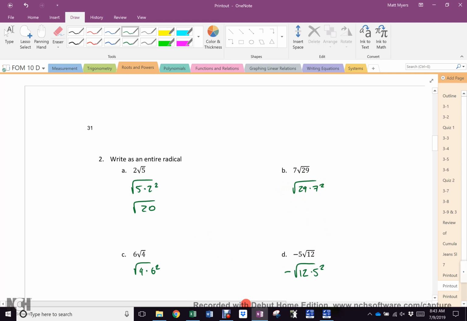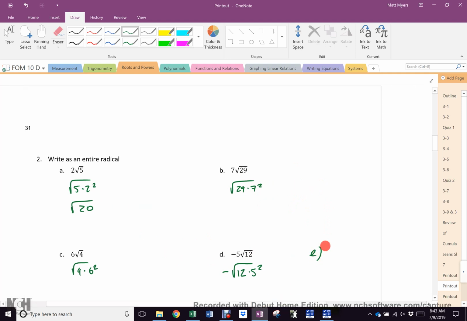What if I gave you this one, though? 3 cube root 4. If there's a 3 out there, how many 3's would be under there? 3. Cube root 4 times 3 cubed. Everybody cool? All right.